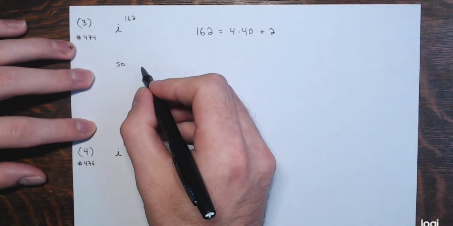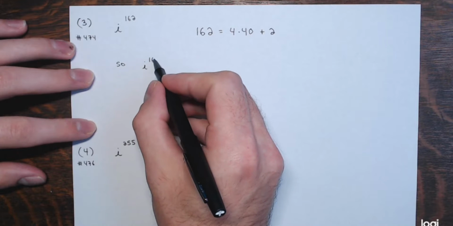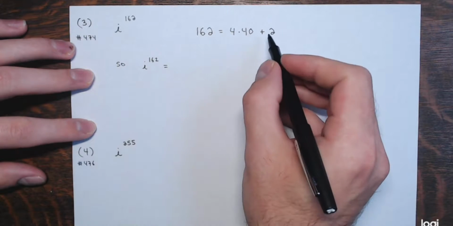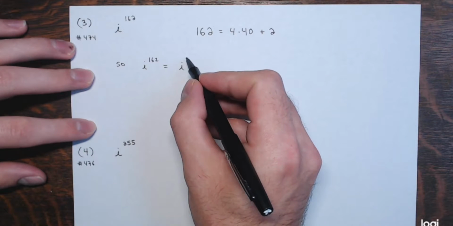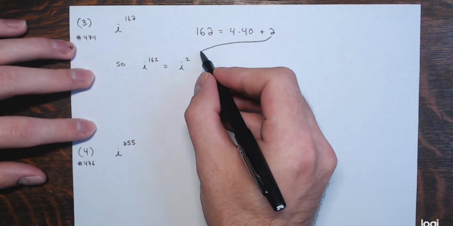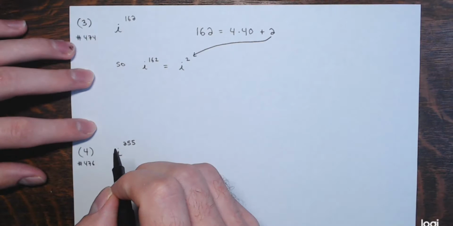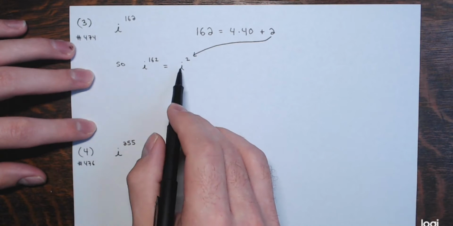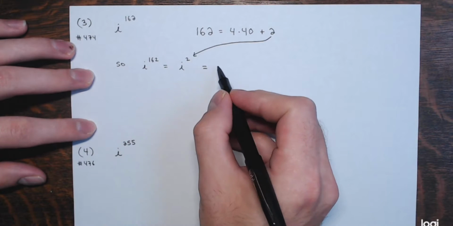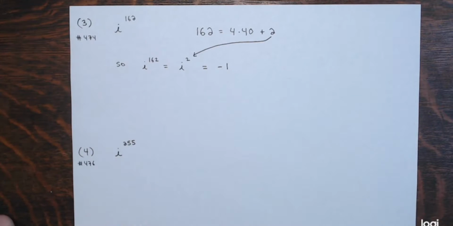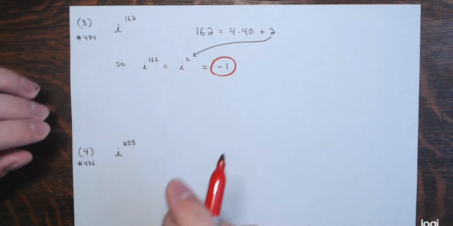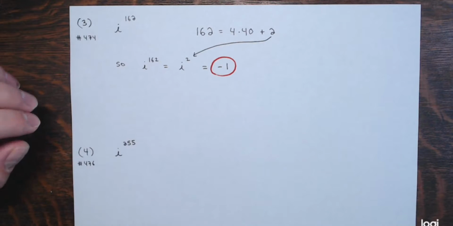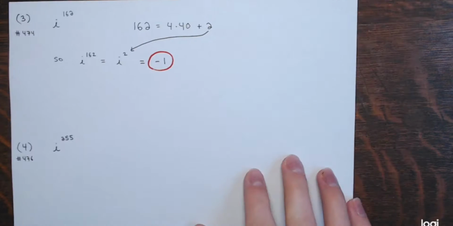So i to the 162 power has the same value as i squared, right? Just the remainder when you divide by 4. And what was i squared? i squared is -1. Right? And that's it. It's either going to be 1, i, -1, or -i.